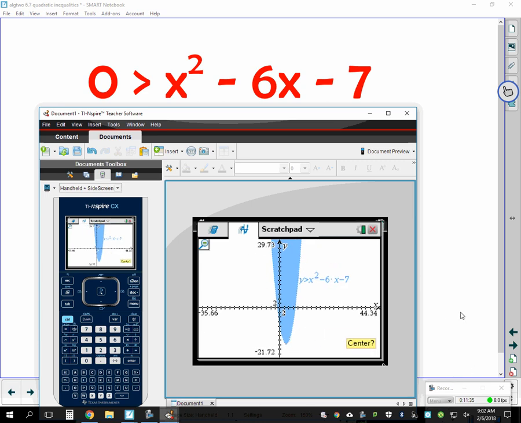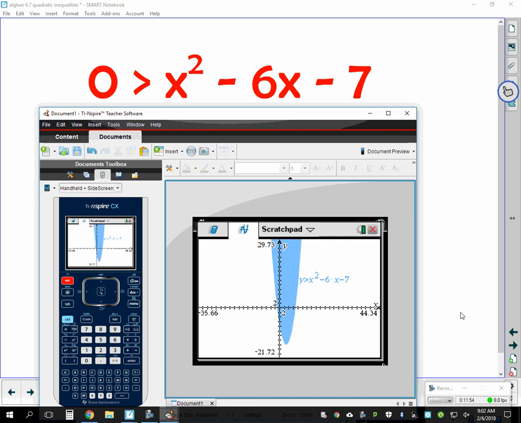And then again, I want to see a rough sketch. Would you use a solid or dashed parabola here? Dashed. And then, of course, the shading should be inside the parabola. How many solutions are there on this one? Infinite. Yep. There's still an infinite amount inside that parabola.